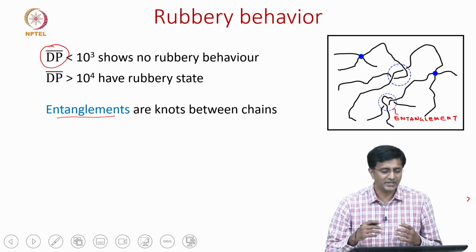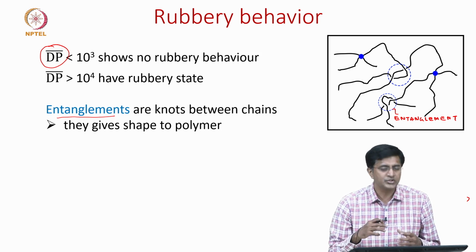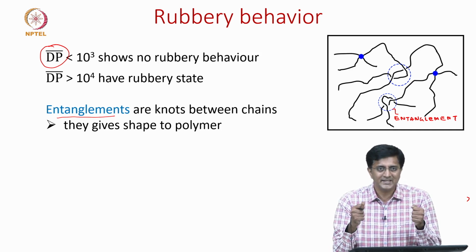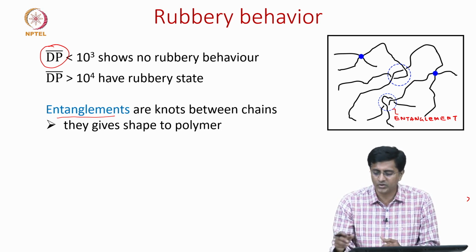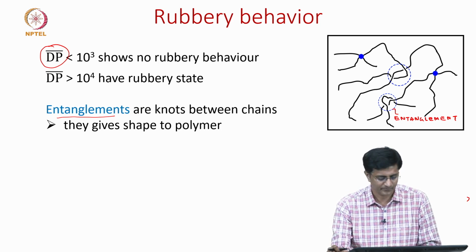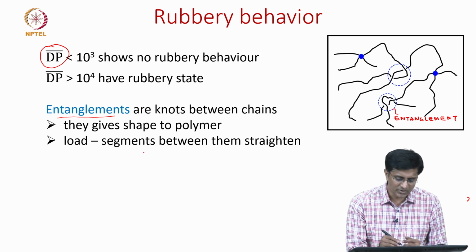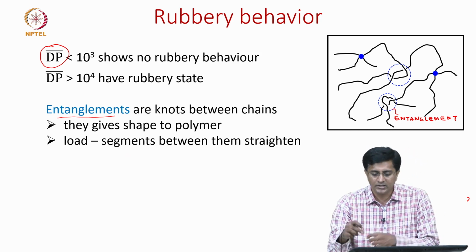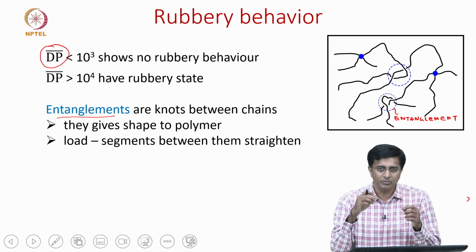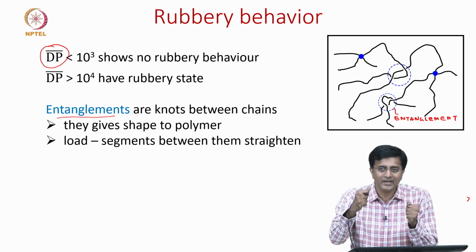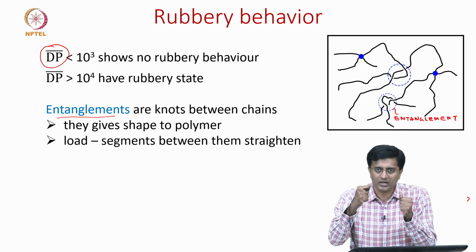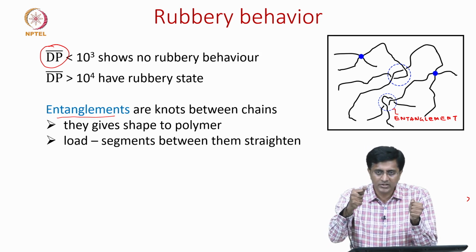Okay. But what happens at these entanglements? They give shape to the polymers, which means once you load, these entanglements will help bring the polymer back to the original shape. But let us look closely at what happens during loading and unloading. During loading, the segments between them straighten. Let us say these are two different entanglements. Between these two entanglements, when we are loading, the polymer chains stretch or align in the direction of loading. But once we release the load, because these entanglements cannot be loosened, they bring these polymer chains back.